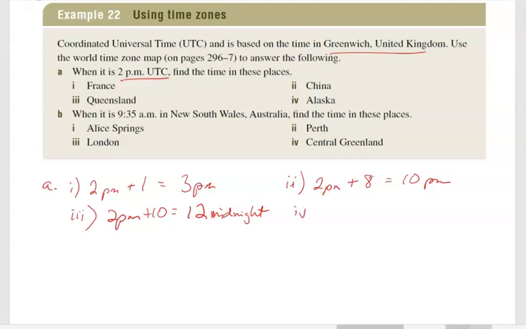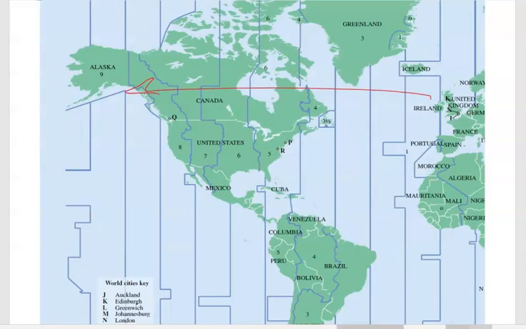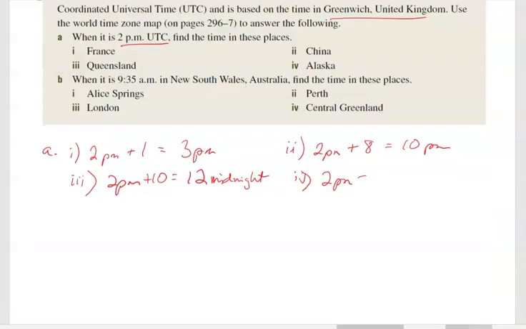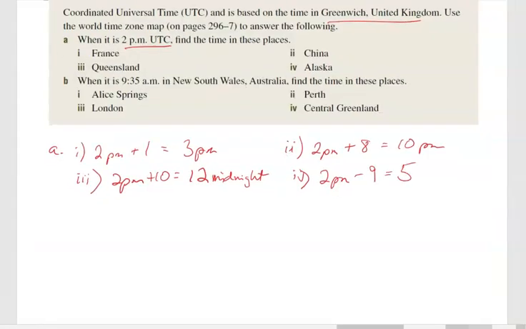And in Alaska, Alaska is the only one, in this example, where we're going backwards 9. So we're going to the west, so we're going to subtract 9. And 2 p.m. minus 9, it'll be 5 a.m.